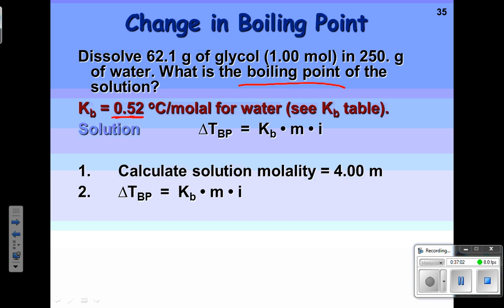What's the boiling point of water? 200. In Celsius? 100. Okay, so we want to see how much higher, because it was boiling point elevation, that's going to make it, right? What?